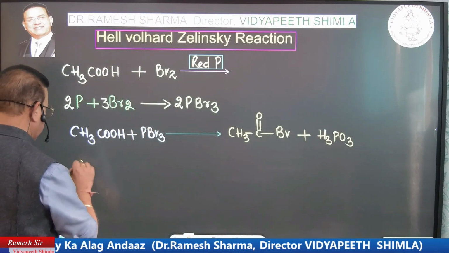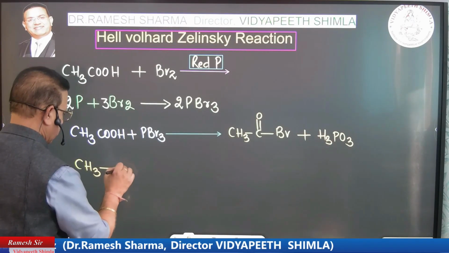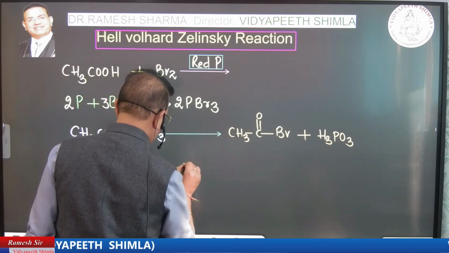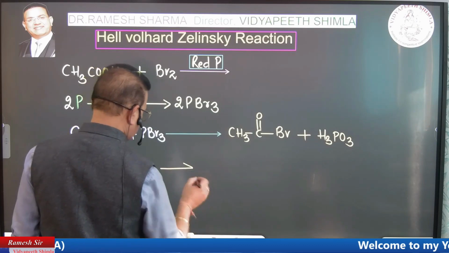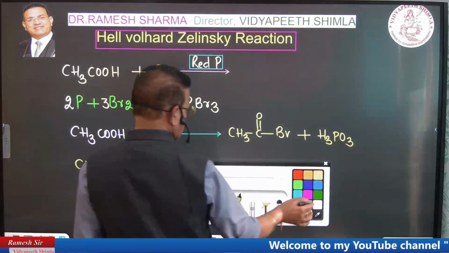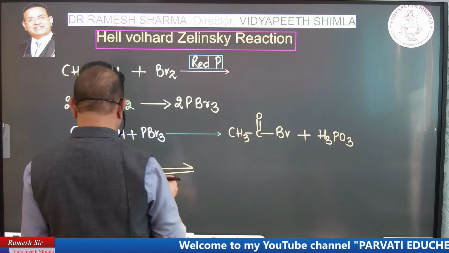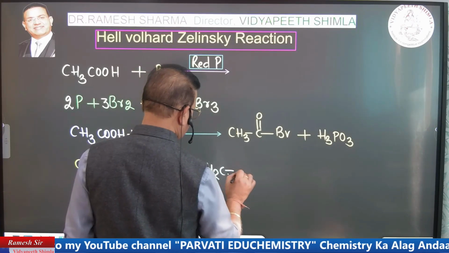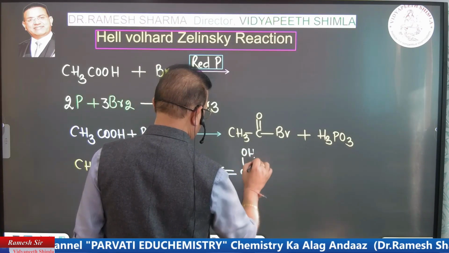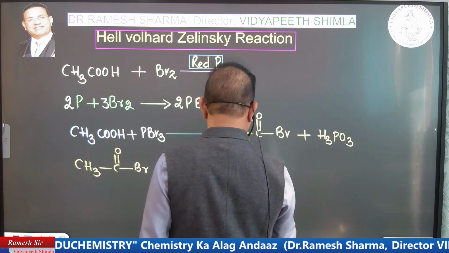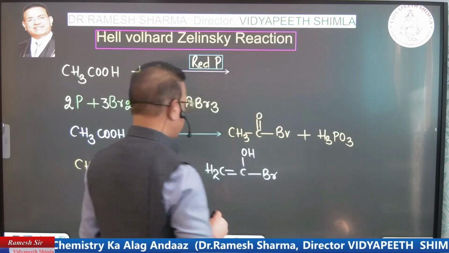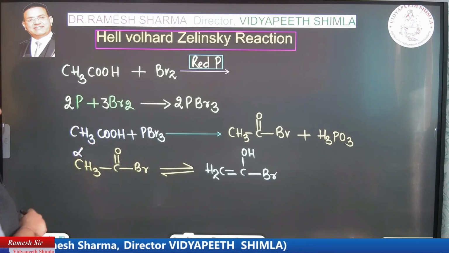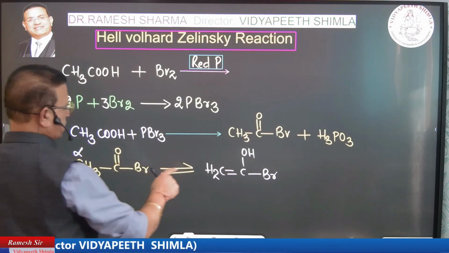This ethanoyl bromide undergoes tautomerization with 1,3 hydrogen shift, and we get the keto form converted into enol, and this is where the alpha hydrogen has become more active because of this tautomerization.